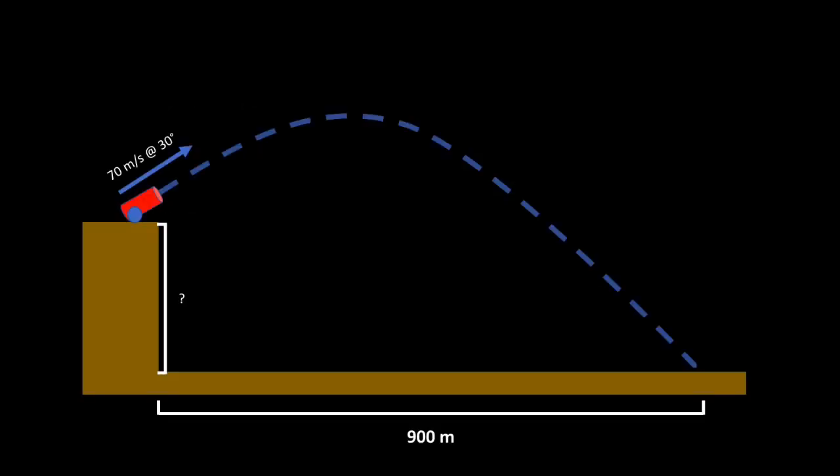So this is a diagram to help you visualize the problem. As you can see, we have the cannon over here shooting the cannonball at 70 meters per second at 30 degrees above the horizontal. And down here you can see that the cannonball travels 900 meters in the x direction. And we have a question mark here because we're trying to find the height of the cliff.